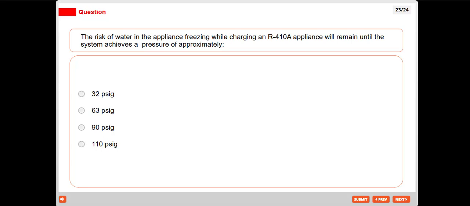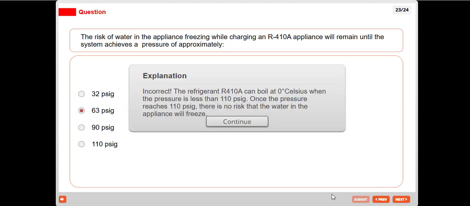The risk of water in the appliance freezing while charging an R410A appliance will remain until the system achieves a pressure of approximately what? The refrigerant 410A can boil at 0 Celsius when the pressure is less than 110 psi. Once the pressure reaches 110, there is no risk that the water in the appliance will freeze.